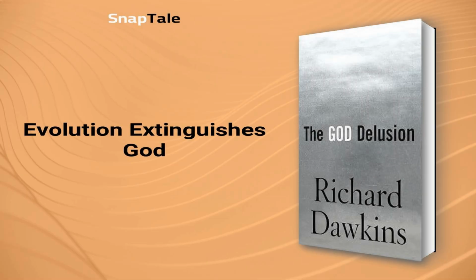Evolution extinguishes God. The complexity of life on Earth led many to believe in God. Charles Darwin's theory of evolution disputes this idea of a higher being in creating life. This theory shows how complex life forms have naturally adapted to the environment, making the existence of a higher power even more unlikely.